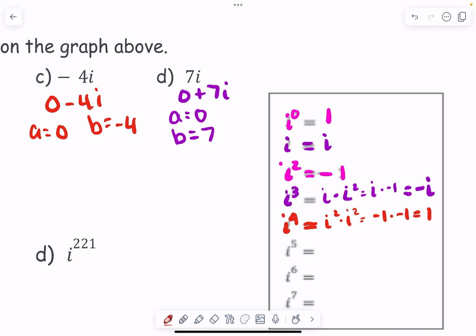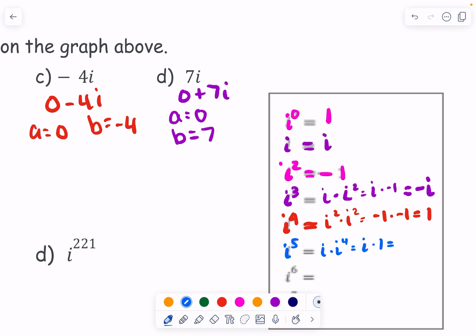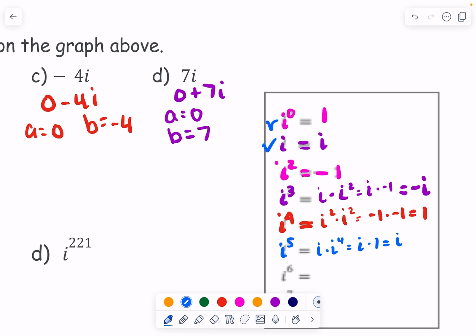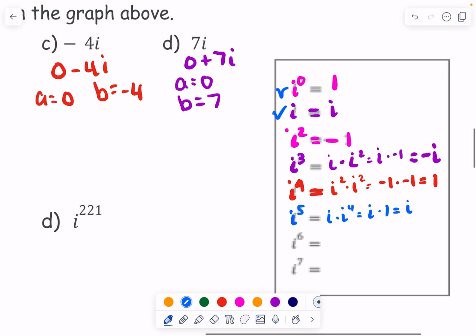Now you might have noticed that we kind of started cycling. Here we had i, -1, and -i, and we've already got a 1. Let's go to another color. So i to the 5th is going to be i times i to the 4th. Well, i to the 4th is just 1. So this is i times 1, or i. Well, look, I was already at a 1. I already had an i. You see how we're going in that pattern?